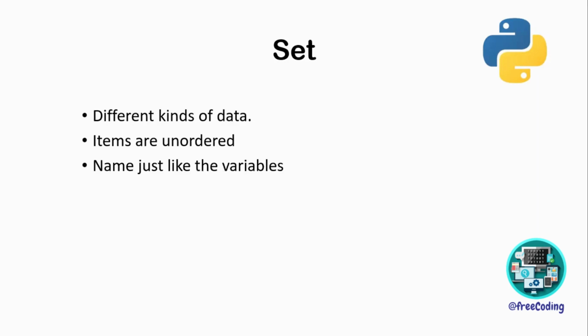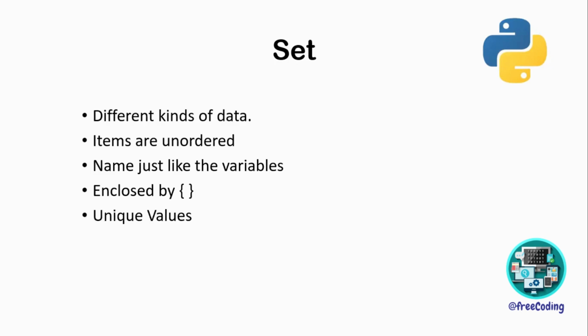So just name it like how you name a variable. And this is how your interpreter is going to find out that this is a set, by looking at the curly brackets. If all your items are enclosed by a set of curly brackets, then that is a set.